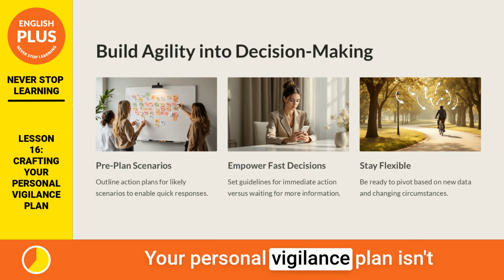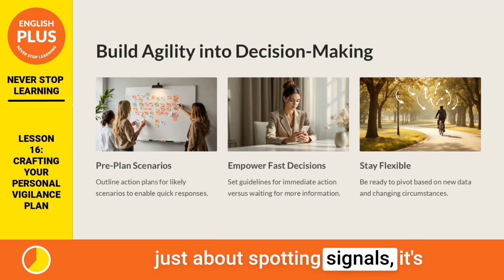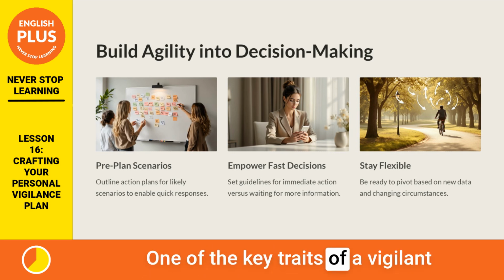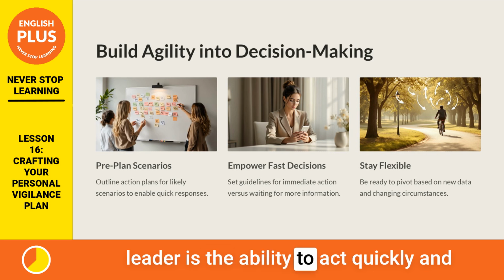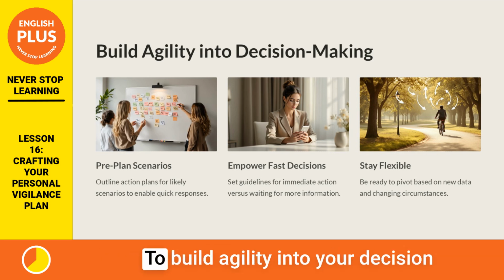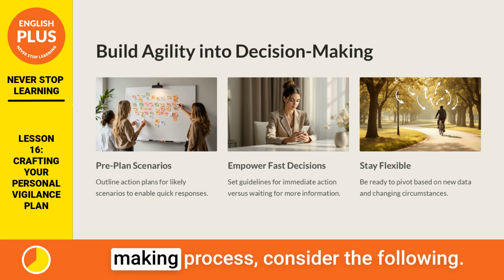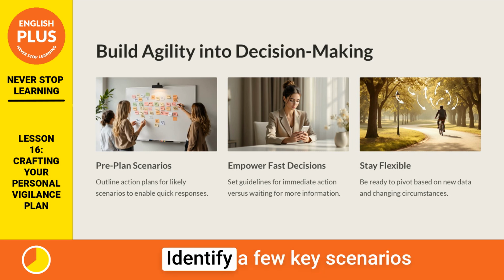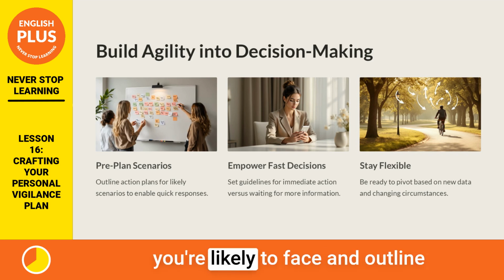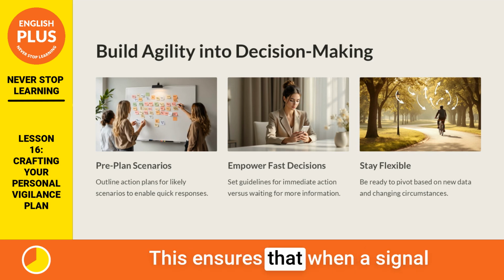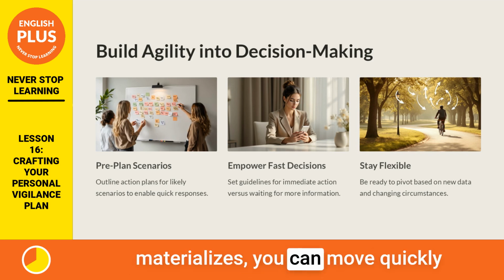Your personal vigilance plan isn't just about spotting signals, it's about responding effectively. One of the key traits of a vigilant leader is the ability to act quickly and confidently when a signal requires action. To build agility into your decision-making process, consider the following. Pre-plan for scenarios. Identify a few key scenarios you're likely to face and outline a rough action plan for each. This ensures that when a signal materializes, you can move quickly.